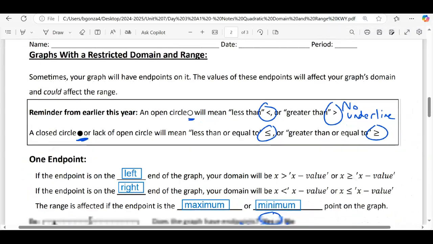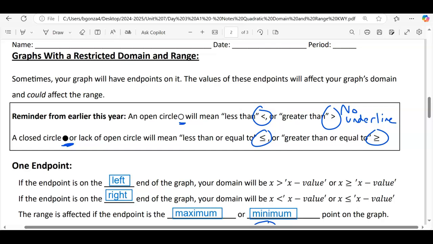Okay, if you have restricted domain and range, first off, this right here is what we talked about on the warm-up today. Okay, if it's an open circle, that is going to be less than or greater than with no underline. But if you see a shaded in circle, that means less than or equal, or greater than or equal with the underline. Cool.